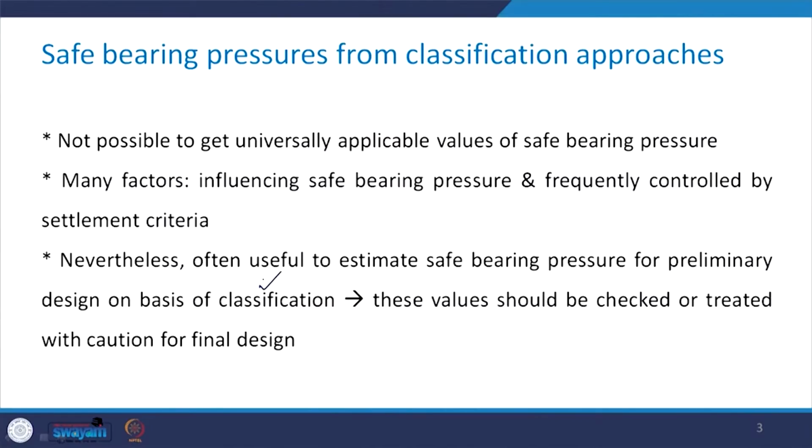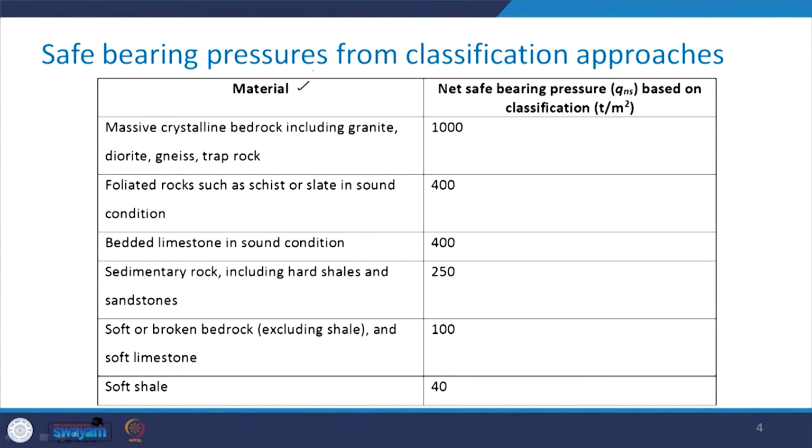Nevertheless, these approaches are often useful to estimate the safe bearing pressure for preliminary design on the basis of classification, but we need to be careful that whatever values of safe bearing pressure we get from the classification approaches should be checked or treated with caution for the final design. As far as the preliminary design is concerned, one can use these values, but for the final design one needs to be extremely careful.